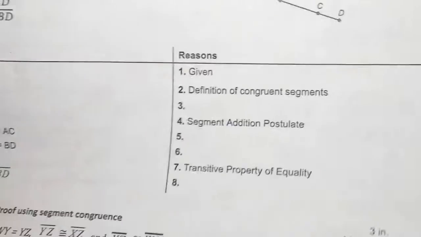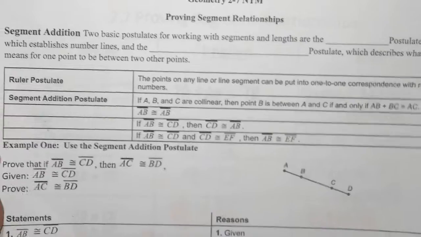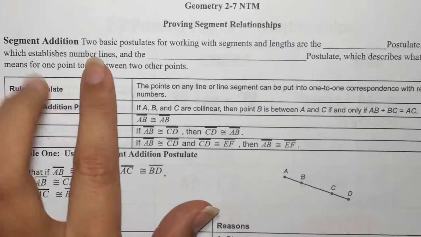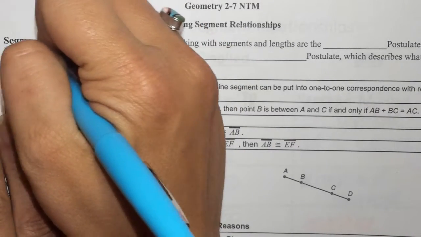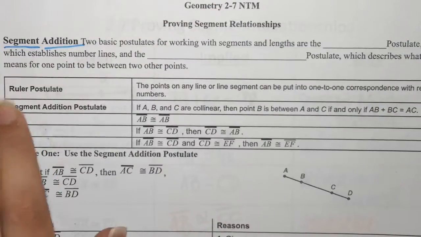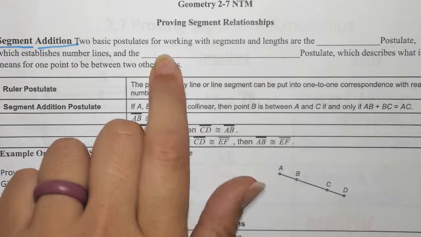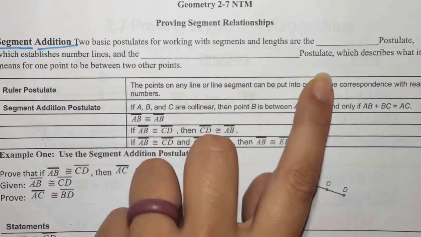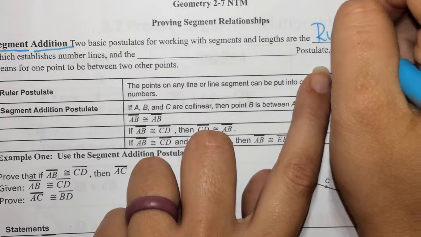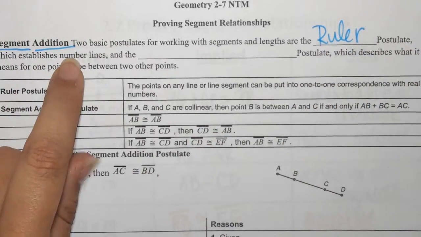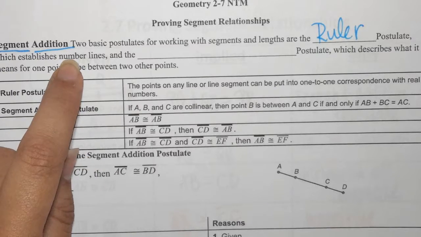Can we wait just a minute? Because we're going to use it for this. Alright, so at the top of this page, it says segment addition. That's what we're going to be talking about. Two basic postulates for working with segments and lengths are the ruler postulate, which gives us our number line. If you didn't know that, now you know.